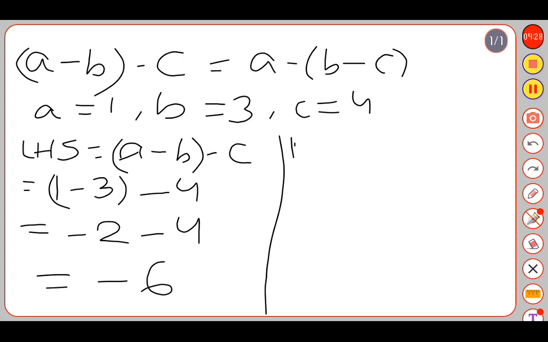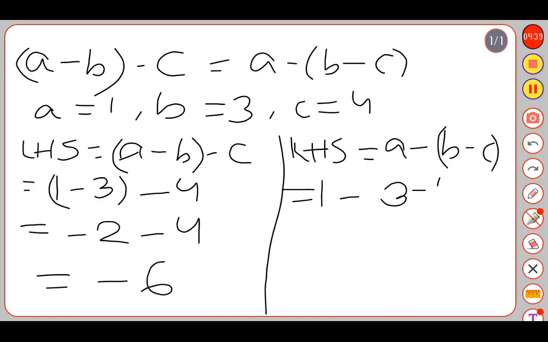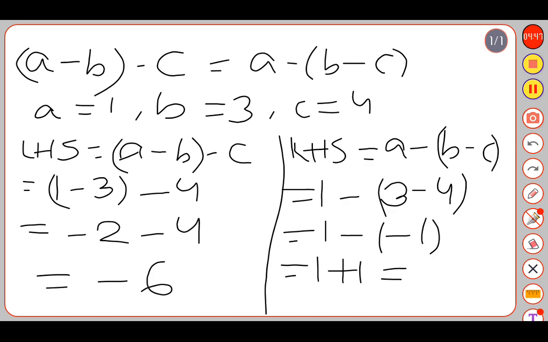And here RHS equals a - (b - c), that will be 1 - (3 - 4). We solve the bracket first, that will be 1 minus minus 1, that will be 1 plus 1, that will be 2. So RHS is not equal to LHS. So here we came to know that whole numbers are not associative under subtraction.